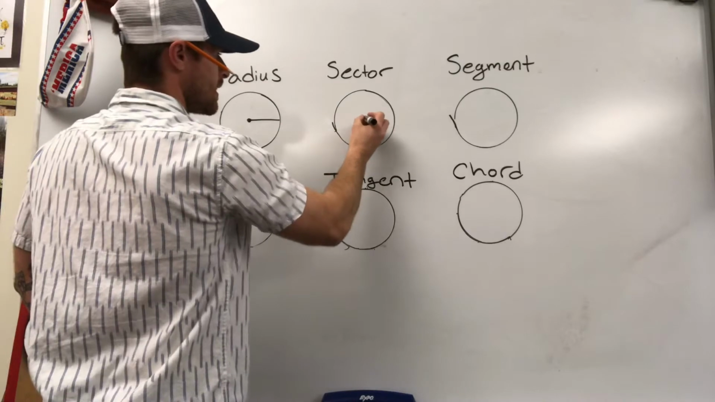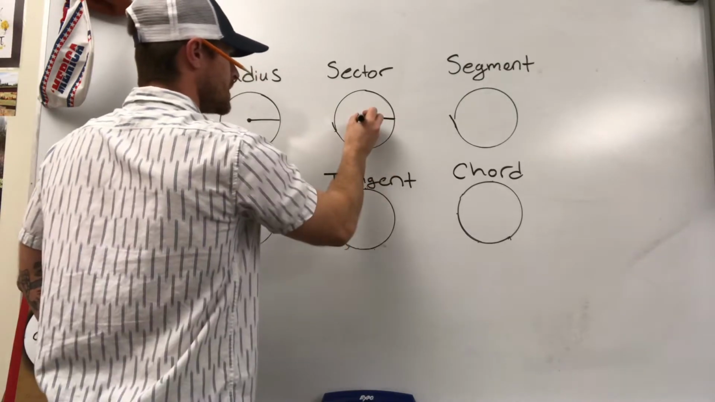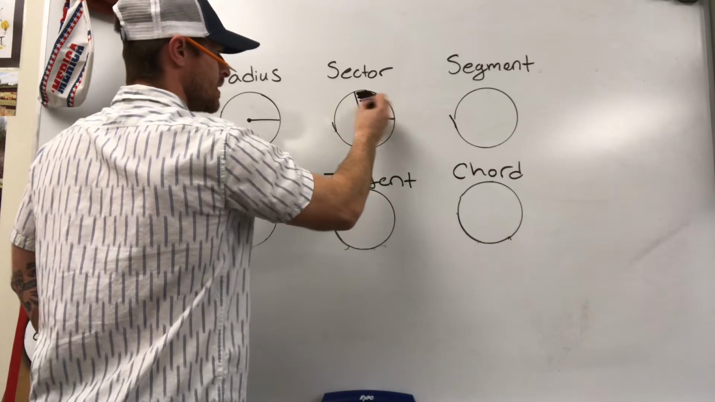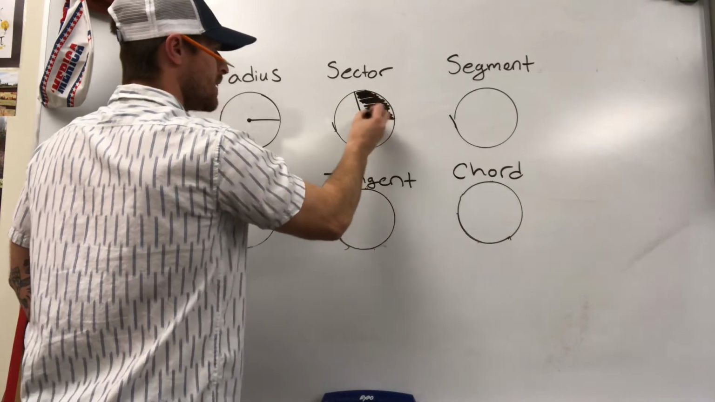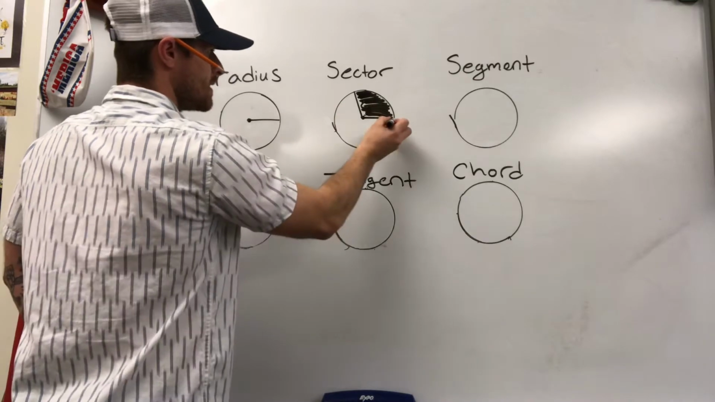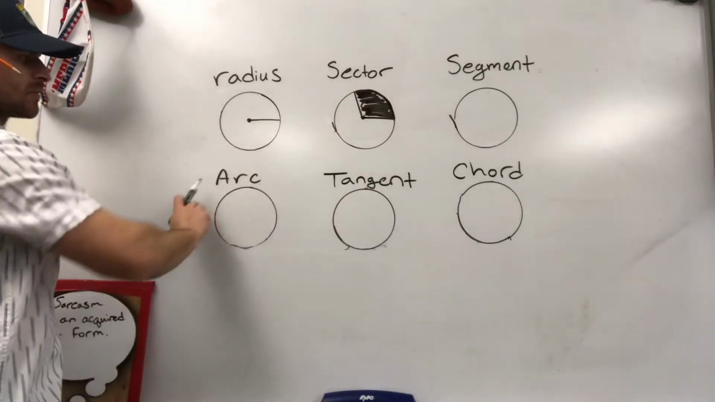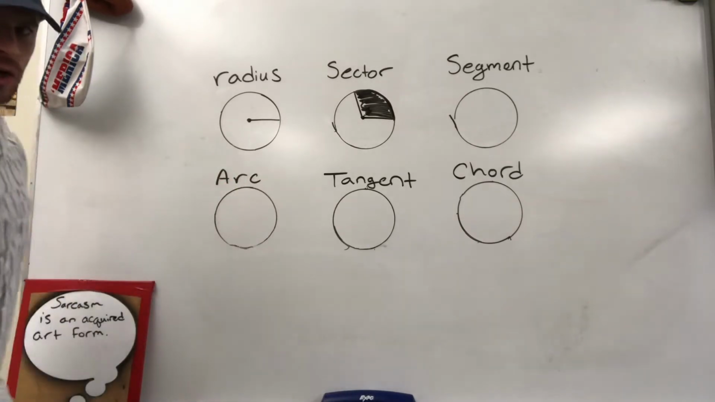Okay, a sector is created by two radius or two radii. So if we have the center and I drew a radius here and then a radius there, our sector is this entire section bounded by the two radius and the arc. Okay, so that kind of helps you down here with what we'll be talking about when we're discussing an arc.